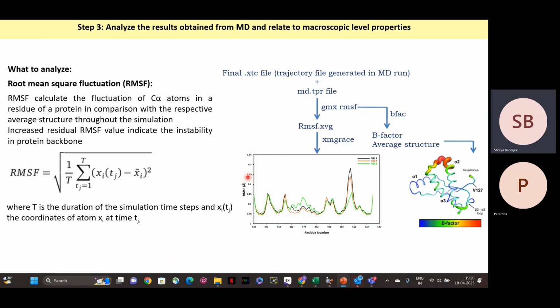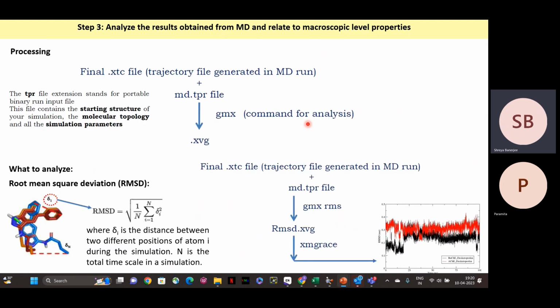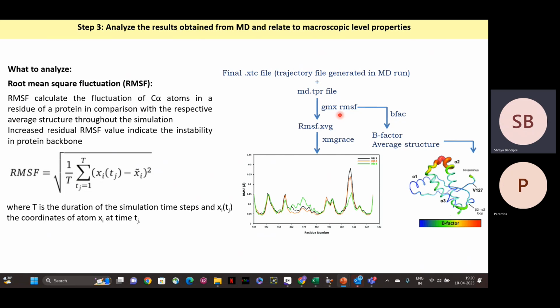The commands for RMSF are similar to those for RMSD, except that in RMSD the command was GMX RMS, and here it is GMX RMSF. You will get a graph like this. And here you can clearly see that the black protein in this region, residue number say around 502 to 515 or so.